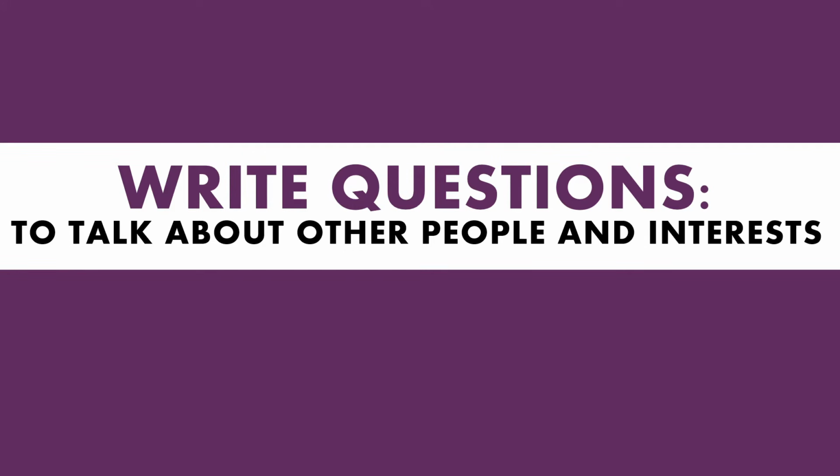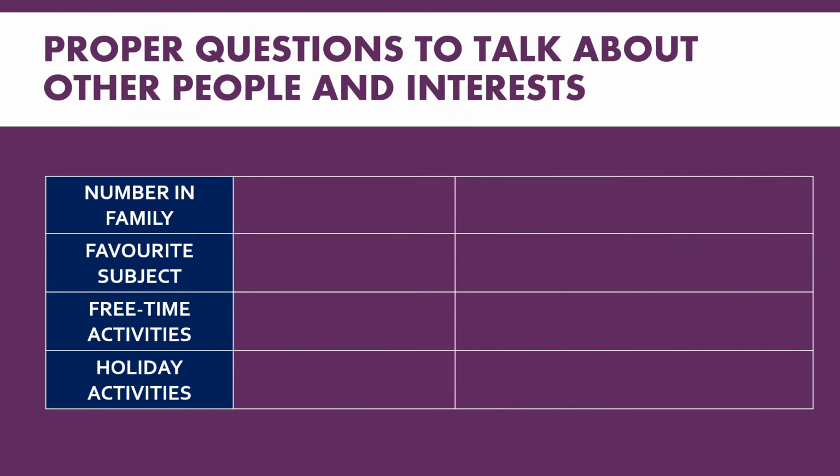Now let's move on to the last activity of our lesson today, where we are going to learn to write some simple questions to talk about other people and interest. So I have prepared this in the form of table, and we are going to look into these 4 components: number in family, favorite subject, free time activities, and also holiday activity.